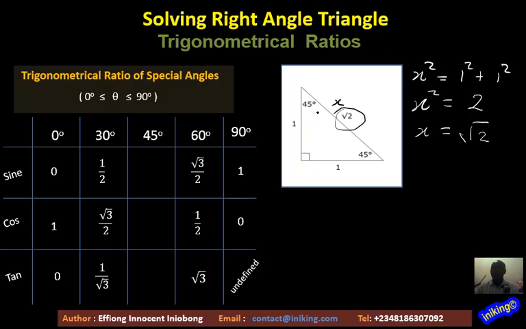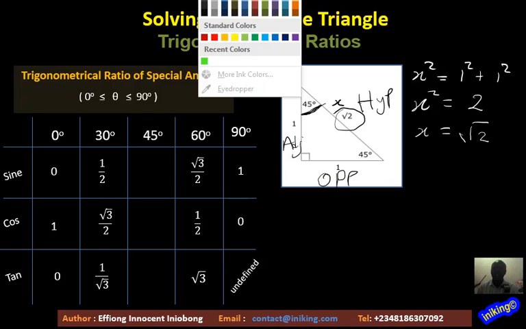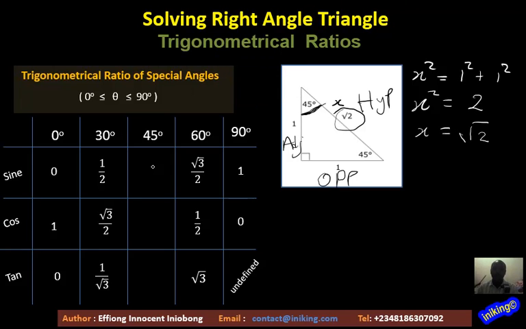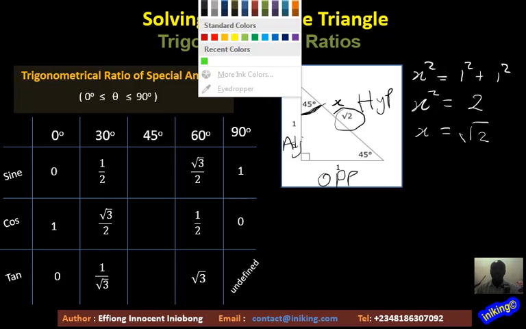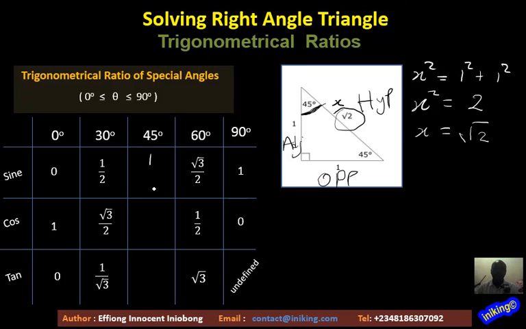So if we are looking for sine, let's take any of the angles. This is 45 degrees. Let's use that one. Then this will be my opposite. Of course, we know the hypotenuse is always the one facing the right angle. And then this will be the adjacent. Sine 45 will be opposite over hypotenuse. Opposite is 1. Hypotenuse is root 2. So I have 1 divided by root of 2.